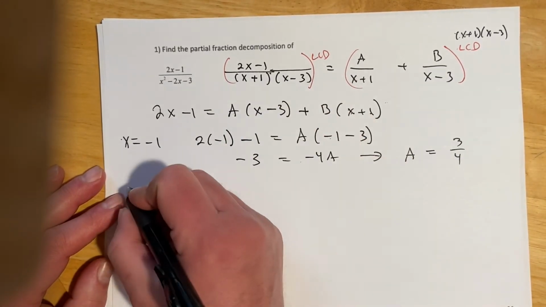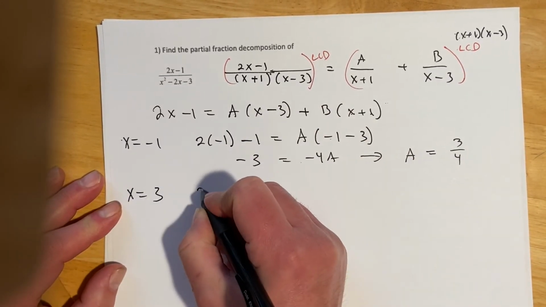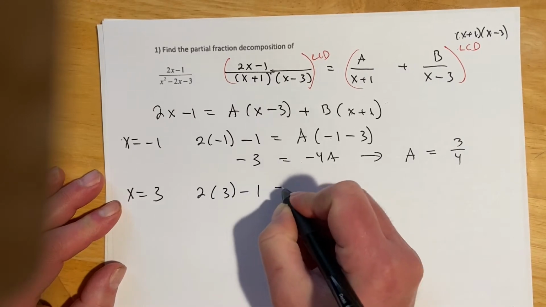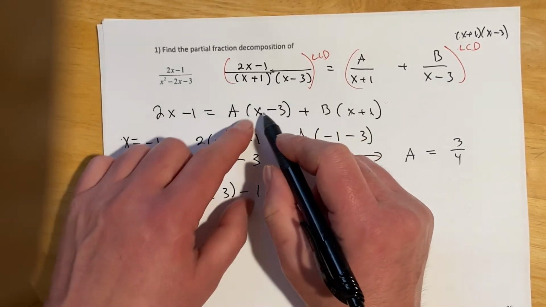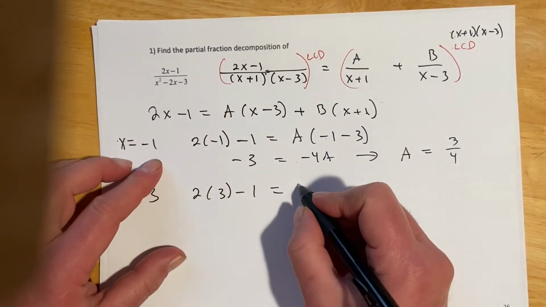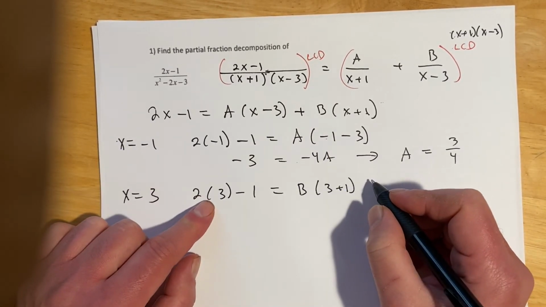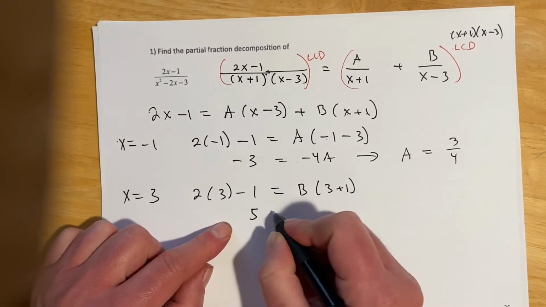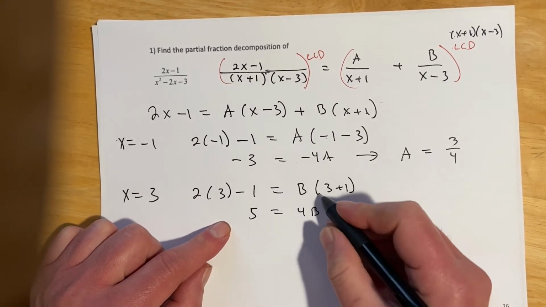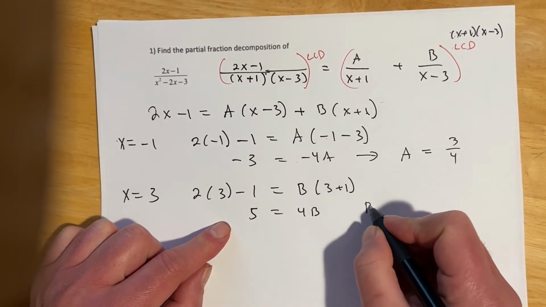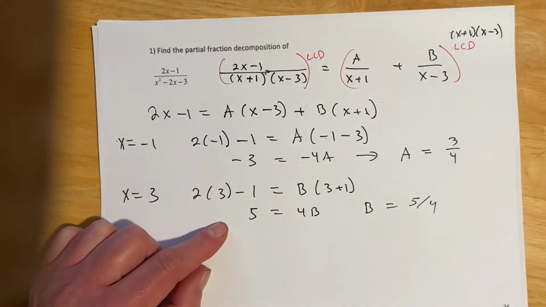And then our other zero was 3, so let's toss that in. So this would be 2 times 3 minus 1. This time the a term drops out because 3 - 3 would be 0a. And we're left with b(3 + 1). So this is 6 minus 1 would be 5 equals 4b. Divide that over, and b = 5/4.